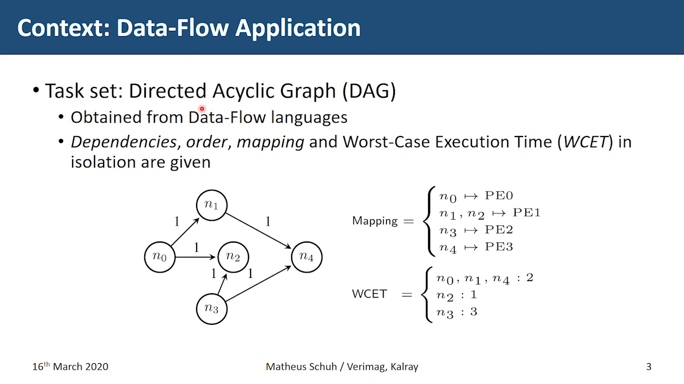We can then automatically extract the task dependencies from these languages, and we assume that the order, mapping, and worst-case execution time, or WCET, in isolation are given to us. Here in the left figure, we can see a DAG example that will be used in the next few slides. The vertices being the tasks with the number of memory operations from one task to another on the edges. And here in the right, we can see the mapping of tasks to the cores, here called processing elements, and also their WCET.